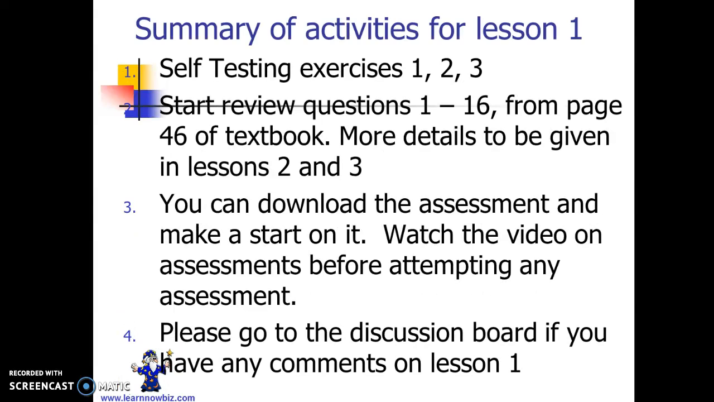Now, what are the activities that you've got to complete for lesson 1? Well, there's self-test exercises 1, 2 and 3. There are also the review questions 1 to 16, which you can start now if you want to. If you don't want to, you can hold off until we get to lesson 2. You'll see that they are on page 46 and onwards. You can, if you want to, download the assessment and make a start to it. Please watch the video on assessments before attempting any assessment. If you've got any questions, please go to the discussion board.